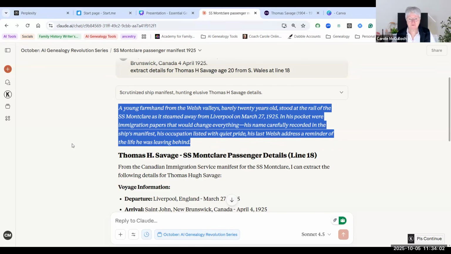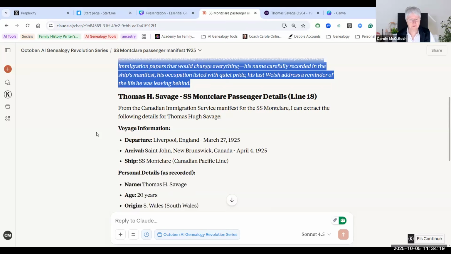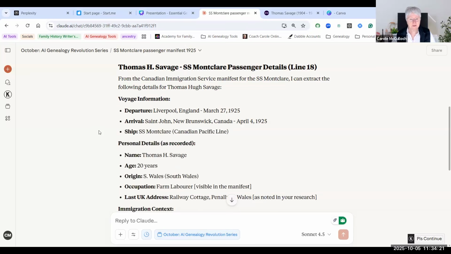A young farmhand from the Welsh Valleys, barely 20 years old, stood at the rail of the SS Montclair as it steamed away from Liverpool on March 27, 1925. Then it goes into some details about Thomas. The departure, which is correct. The arrival, correct. The ship identifies that it's part of the Canadian Pacific Line.